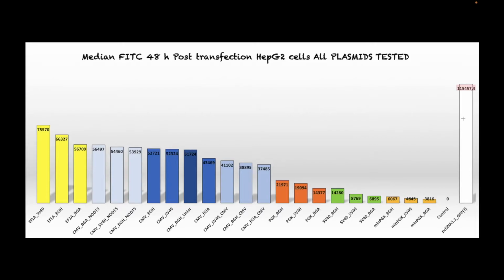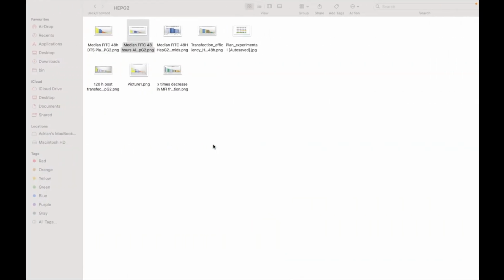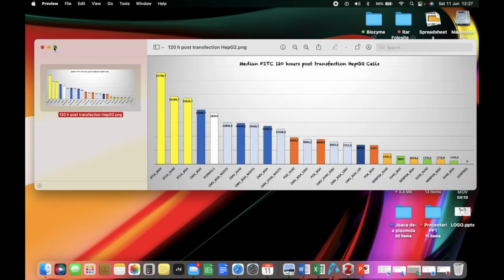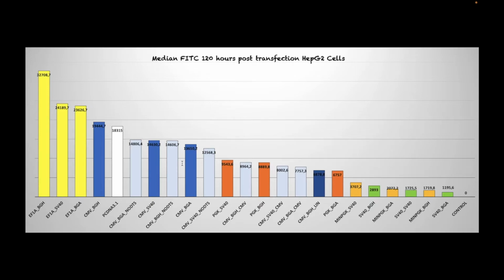So these are the expression for my plasmids at the 48 hours mark. Of course, what I did next is that I measured these plasmids at 120 hours. I did some dilutions and whatnot, but I measured all of the plasmids again at 120 hours post-transfection. So these are the results I got.